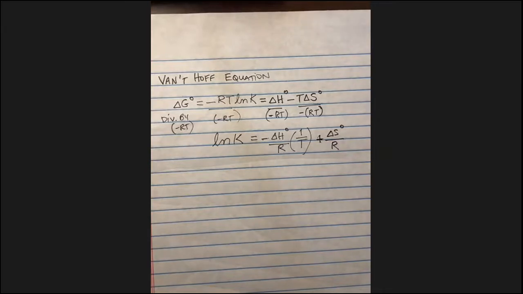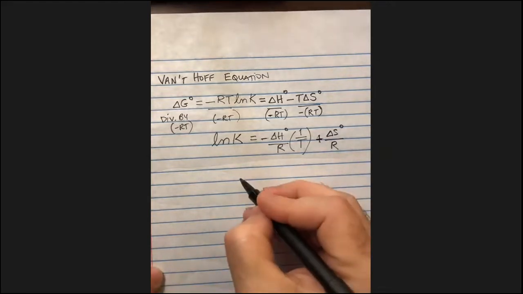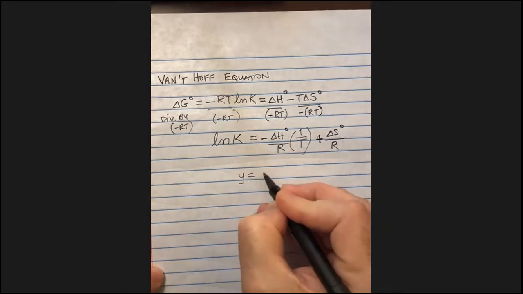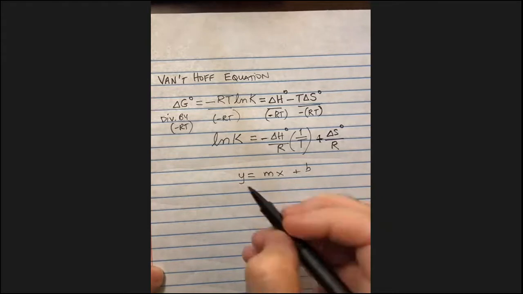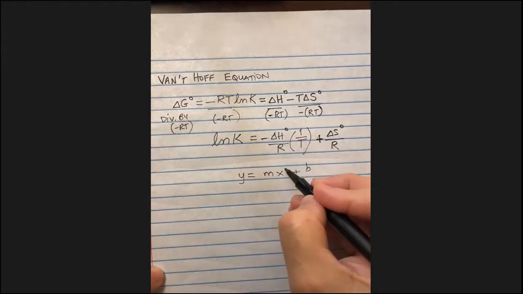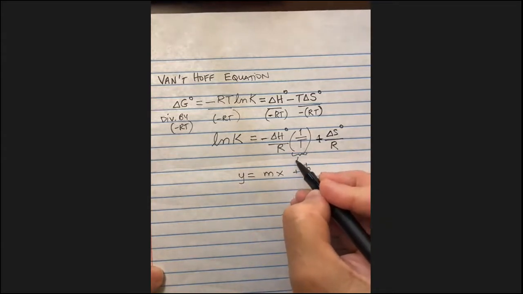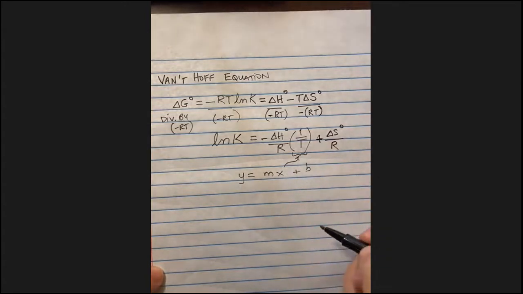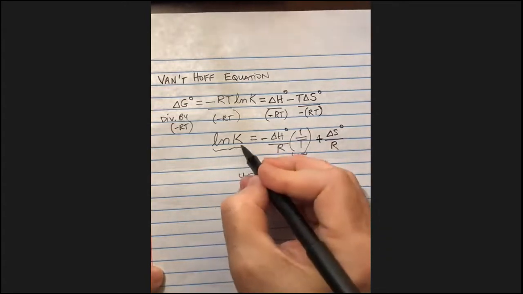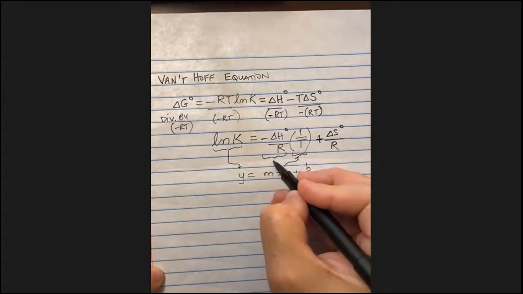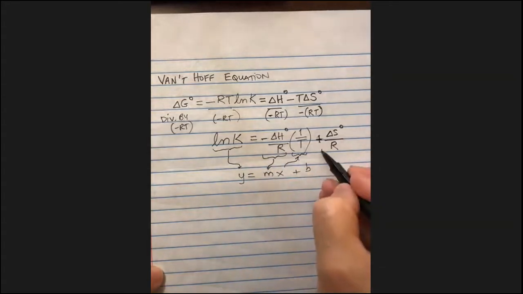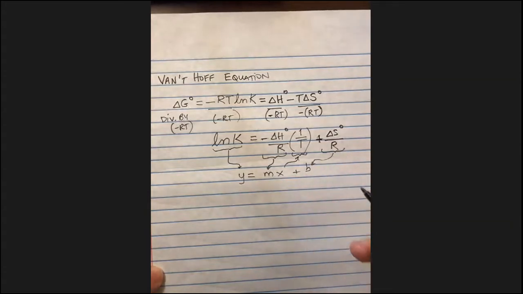And my friends, can somebody tell me what that looks like? That's right. It's the equation of a straight line, where X is the reciprocal of the temperature, log of K is Y, and this guy here is the slope, and that guy here is the intercept.